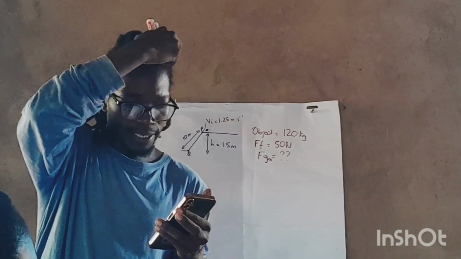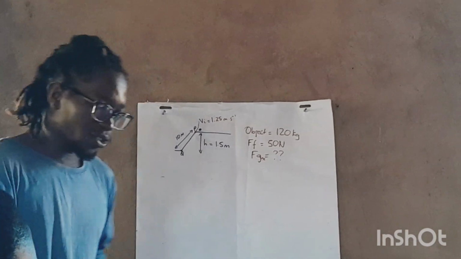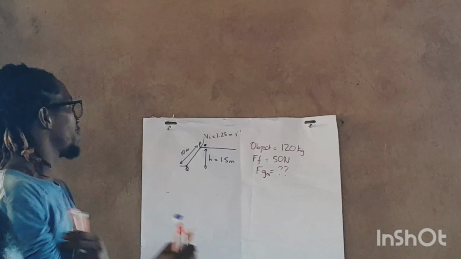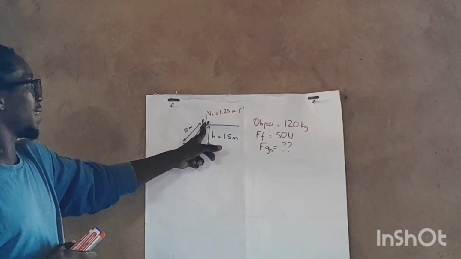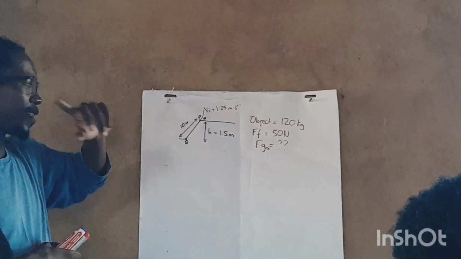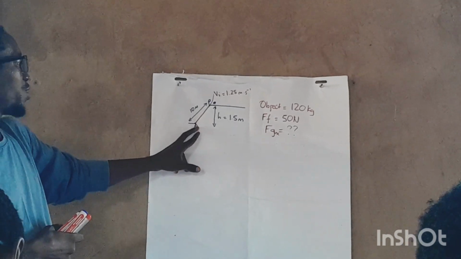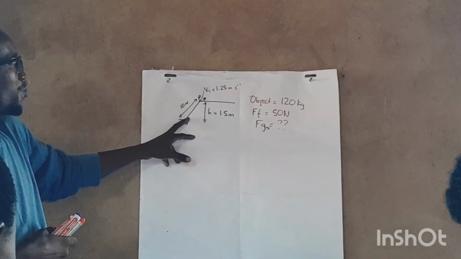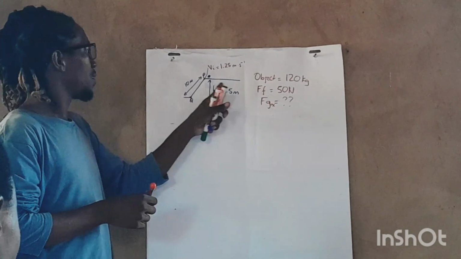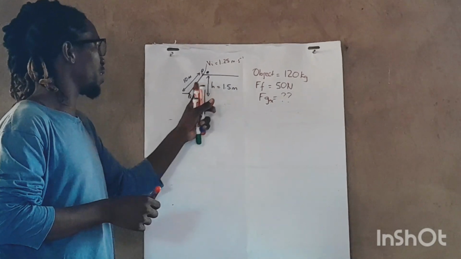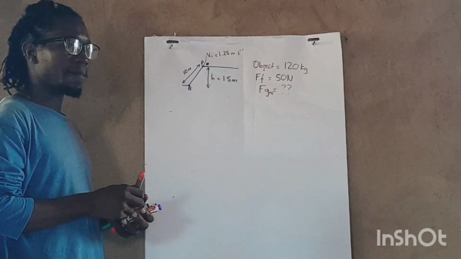Okay, let's try to search for an example. We're having this situation here. The initial velocity of this object is 1.25 meters per second, and it is moving down this slope from point P to point Q. This object only has a frictional force applied from here to here, so there's no applied force.